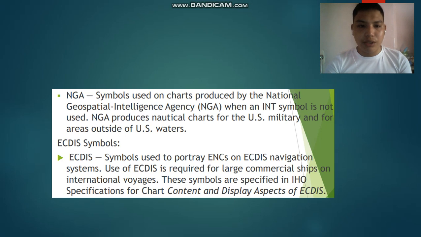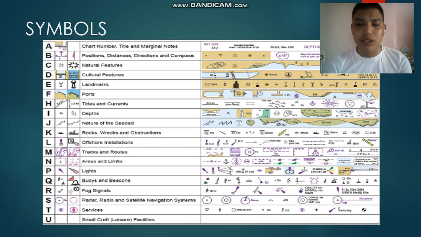Use of ECDIS is required for large commercial ships on international voyages. These symbols are specified in IHO specifications for chart content and display aspects of ECDIS. Symbols of ECDIS. That's the sample of symbols of ECDIS. Chart number, title, and marginal notes for letter A. Positions, distance, directions, and compass.